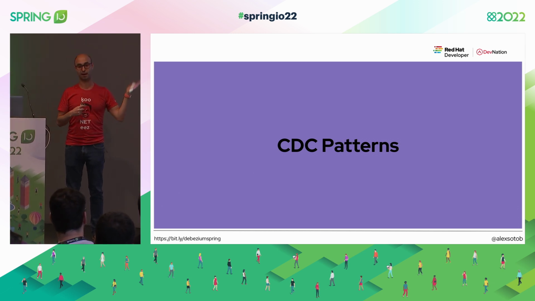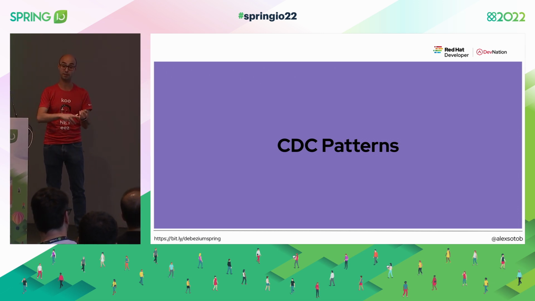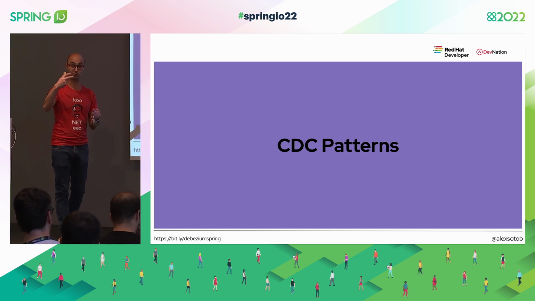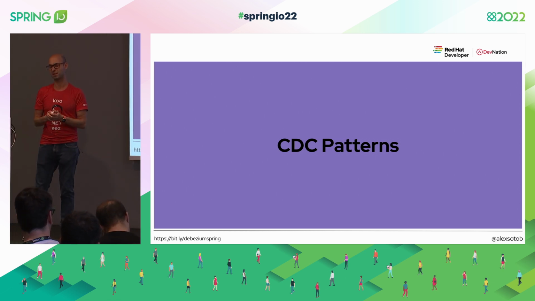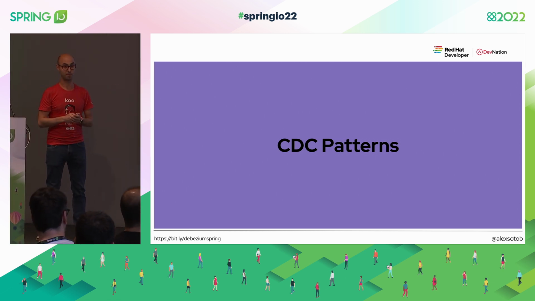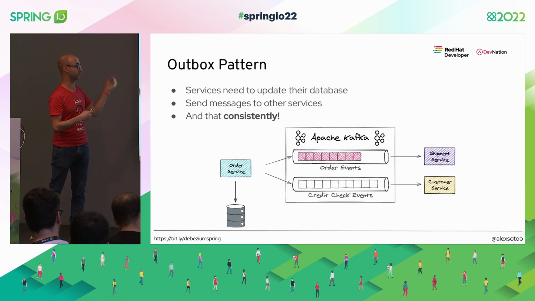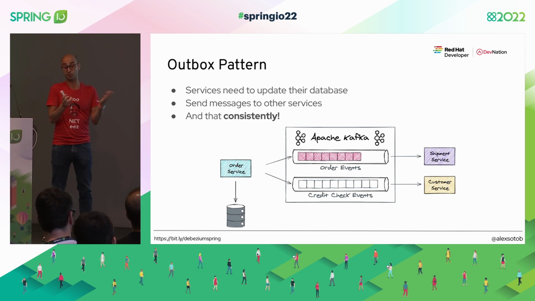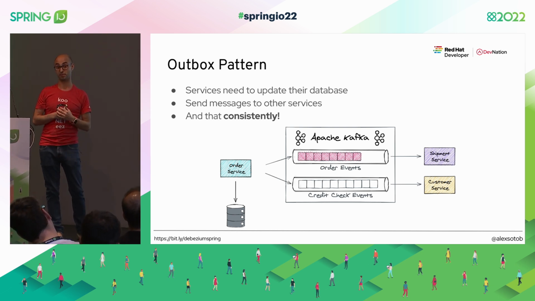Now, which change data capture patterns can we implement? Well, there are a lot. We've seen that you can use it for auditing, for updating an Elasticsearch, to communicate to other services. But here I'm going to focus on two patterns that I would say most people usually use Debezium for. The first one is the outbox pattern. I don't know if you know what the outbox pattern is, but basically it tries to fix the problem that I originally presented during the presentation, which was that services need to update their database.